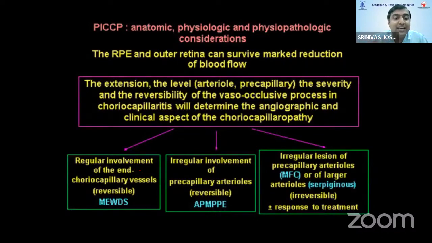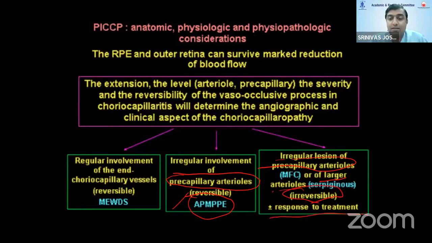involvement of the end capillary vessels, which are reversible. But in case of AMPPE, there is involvement of the precapillary arterioles, which are again reversible. However, in cases if you see MFC and serpiginous, it is the irregular involvement of the precapillary arterioles as well as the larger arterioles. And because of the onset, the subset of the disease, it's usually irreversible. And the response to the treatment is basically how early we start and how hard we hit on these kind of cases.